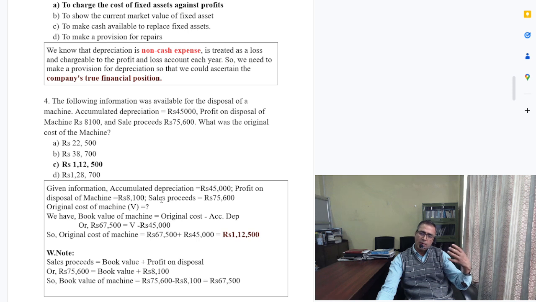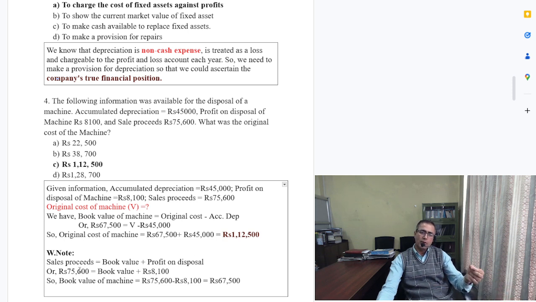While solving the question, friends, basically you have to understand the concept first of all, right? So you organize the given information. This question is about the original cost of the machine, that is V. We know that the book value of the machine is original cost minus accumulated depreciation. Without knowing the book value here, you cannot solve the question. So at first, in the working note, since this is a case of profit, book value plus profit is known as your sale proceeds.